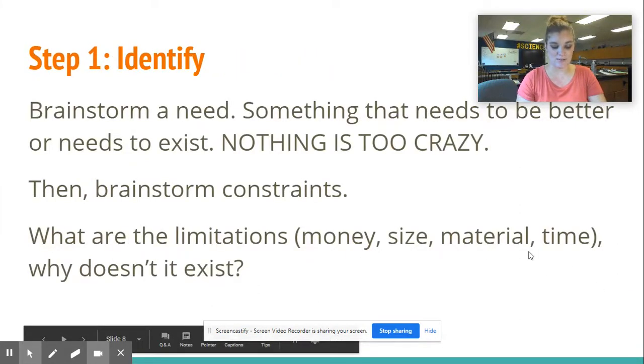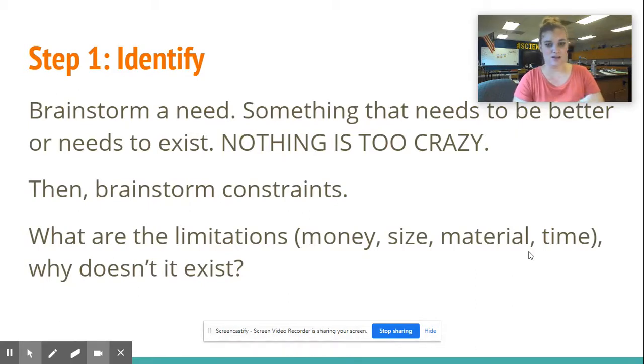So the first step, this is going to go on the back of your paper, and we'll fill in the wheel here in a second. The first step is going to be identify. So we have to identify a need. You have to come up with something that needs to be better or needs to be improved so that we can engineer it and build it.